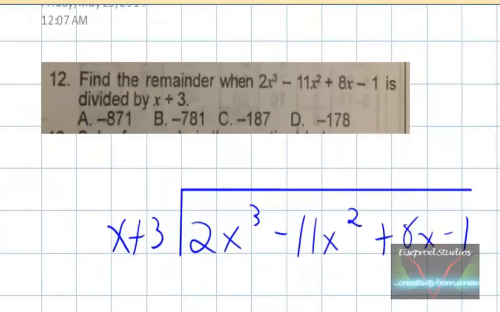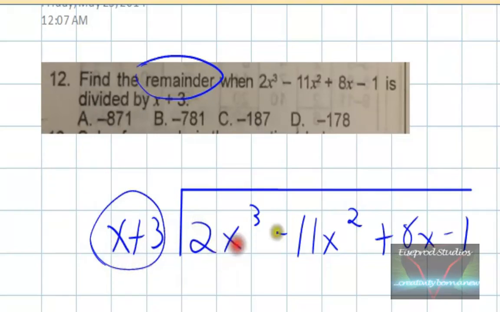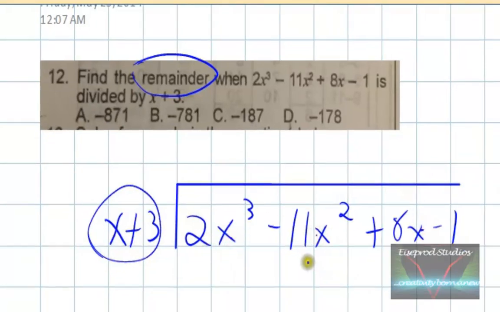Okay, so question 12 wants us to find the remainder when 2x cubed minus 11x squared plus 8x minus 1 is divided by x plus 3. And so since we're just looking for the remainder, there's actually a simple, fast way to do this. And it's to first find the 0, or the x value that would make this 0. So in this case, if x were negative 3, then this value would be 0. So we're going to use negative 3 and plug it into these spaces for x over here.